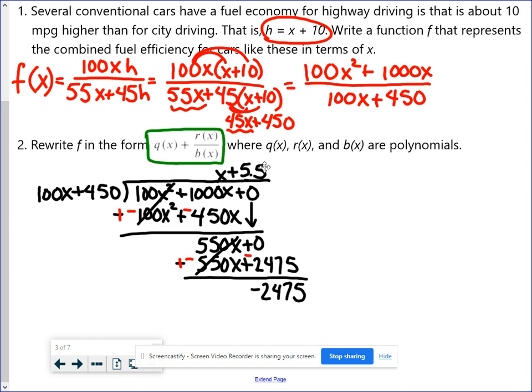So I would say that f of x equals x plus 5.5, that's what I got when I divided, minus, or I could just have a negative there, 2475 over that divisor, 100x plus 450.